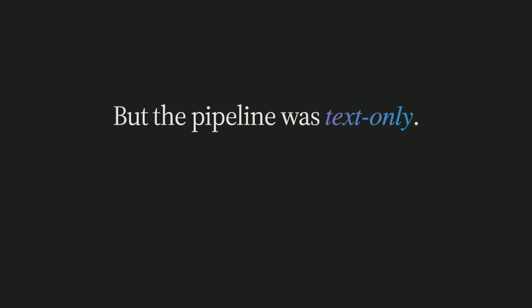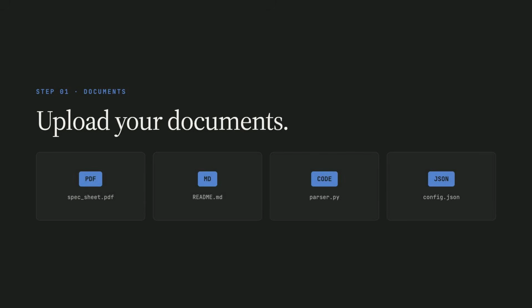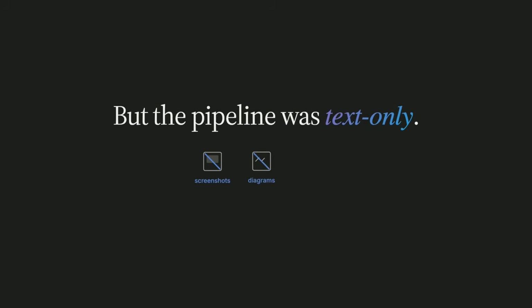Before this update, the pipeline was text only. You could send PDF, code, markdown, logs, JSON, etc., which was useful, but the moment your documents had screenshots, diagrams, or scanned pages, you had to fall back to your own pipeline.